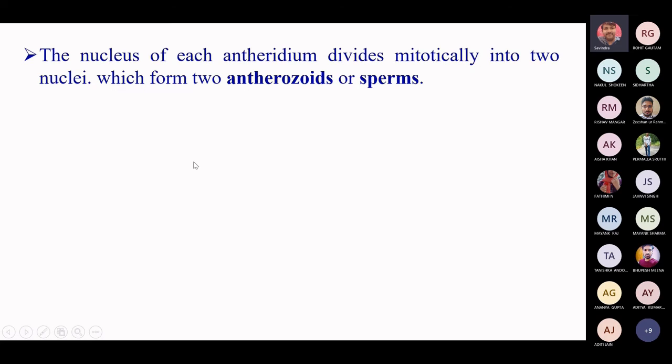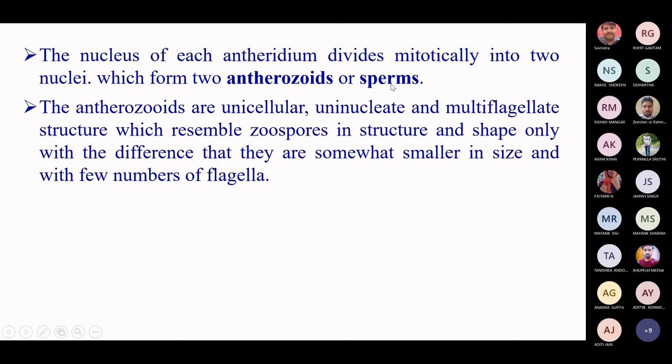First we'll discuss the theory. And those antheridia will divide mitotically into two nuclei which form two antherozoids or sperms. And again, antherozoids are unicellular, uninucleate and multiflagellate. Again I said, you have to remember, whatever motile structure takes place in Oedogonium, it will be a multiflagellate structure. Okay, it's unicellular, uninucleate, multiflagellate, and resembles a zoospore.